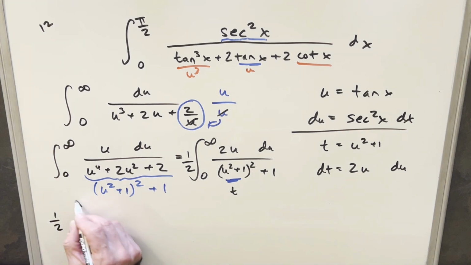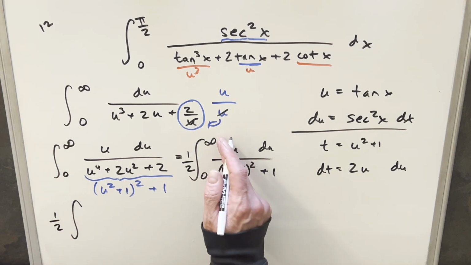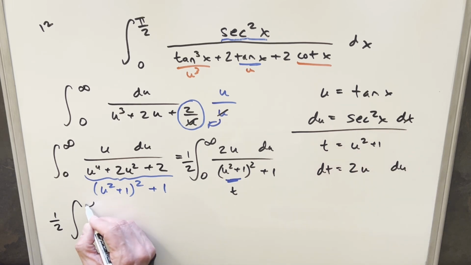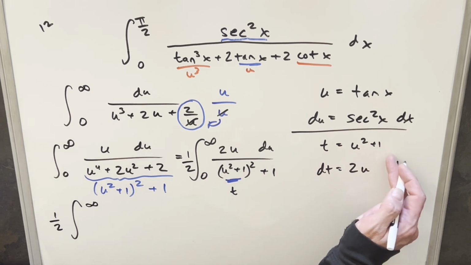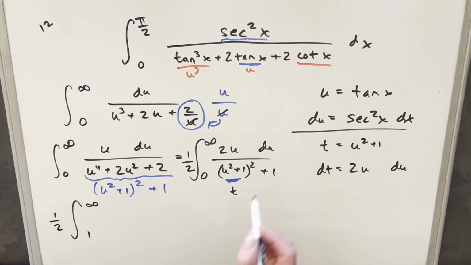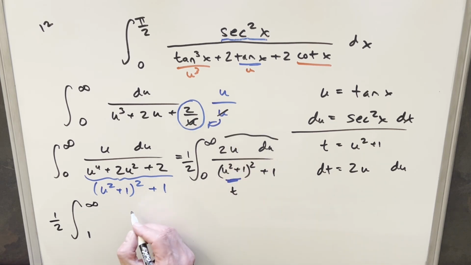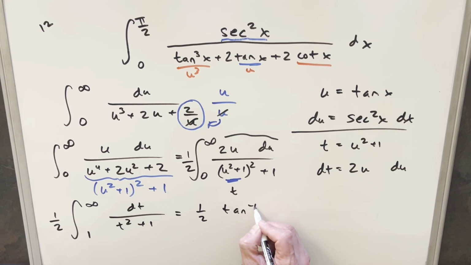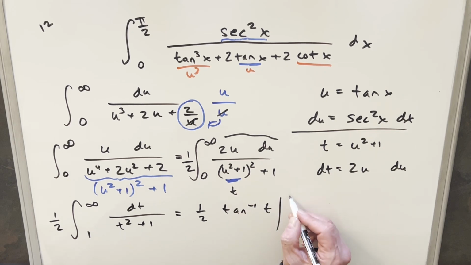Okay, now let's go ahead with this substitution. First, let's update our bounds. We plug infinity in for u, infinity squared plus 1 is still infinity. And we plug 0 in here, we just get 1. All this stuff here is just going to be our dt value in the numerator, and the denominator becomes t squared plus 1. Now we're in good shape, because this integral is just arctan. So we're going to have arctan of t, and we just need to evaluate this from 1 to infinity.